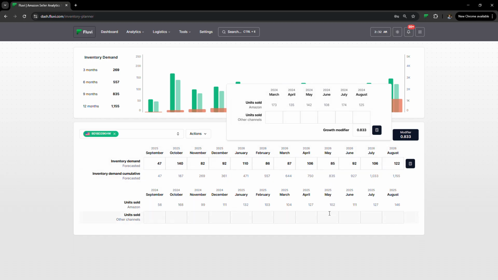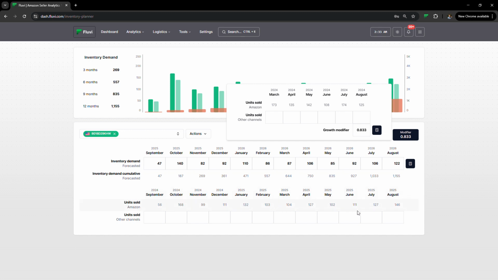So again, 2025's last 6 months to 2024's 6 months. If we're selling more in 2025 than we did in 2024, we have a positive trend. We have a positive growth modifier, which would be above 1. If we're selling fewer units in 2025 than we did in 2024, we would have a negative growth modifier, a growth modifier that is below 1.0, such as in this case.